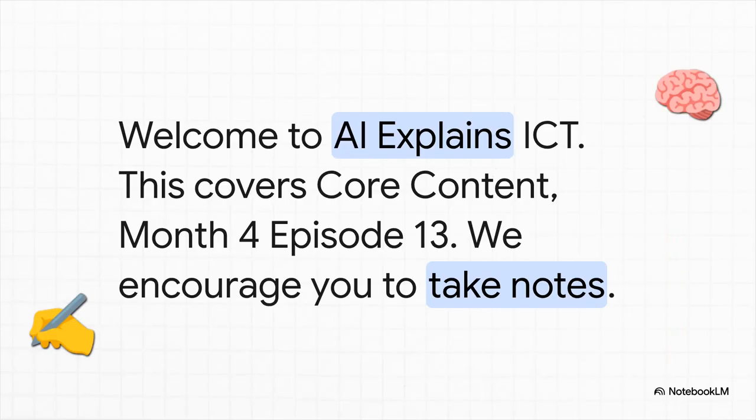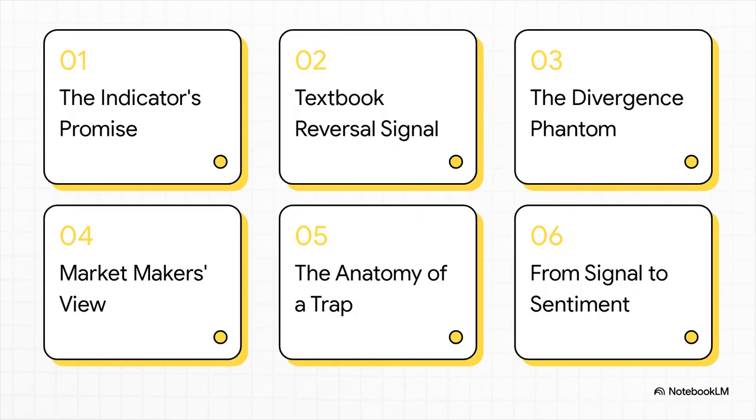Welcome, everyone, to AI Explains ICT. In this video, we are jumping right into ICT's core content. Specifically, Month 4, Episode 13. We're going to be talking about something called divergence phantoms and the market maker traps that they create. I'd really suggest you grab a notebook because what we're about to unpack could totally change how you look at your charts.